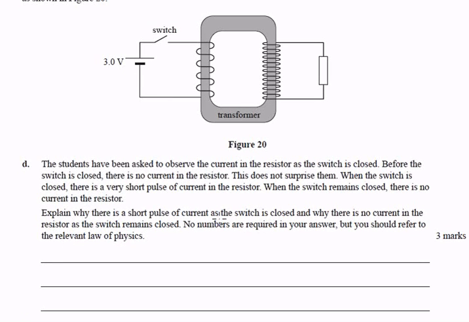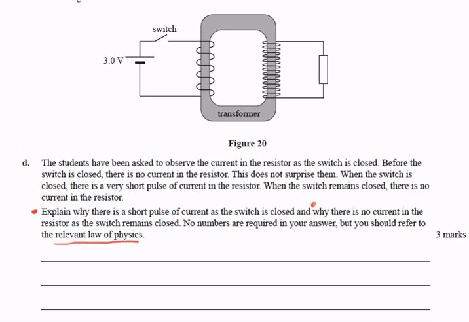Explain why there's a short pulse in the current. That's something we need to explain. And there's another one we need to explain: why there's no current in the resistor. No numbers are required, but you should refer to the relevant law of physics. Okay, so we have to name a law. You actually have to put the name in there.